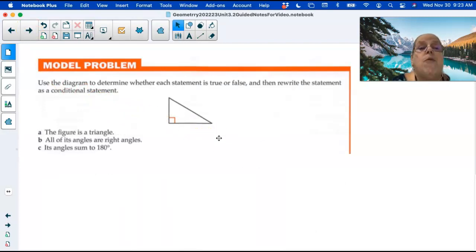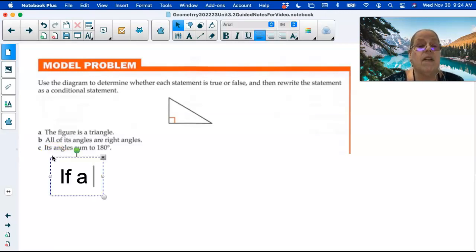Use the diagram to determine whether each statement is true or false, and then rewrite it as a conditional. The figure is a triangle. That's true, yes? All of its angles are right angles. Nope. Its angles sum to 180 is true. All right, now what do we see here? We see a right triangle. We see its 3 sides. So if a figure has 3 sides, then it is a triangle. Does that make sense? And you may have a different statement. That's fine.